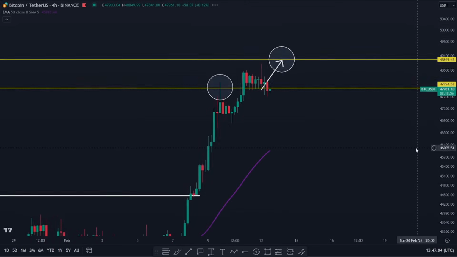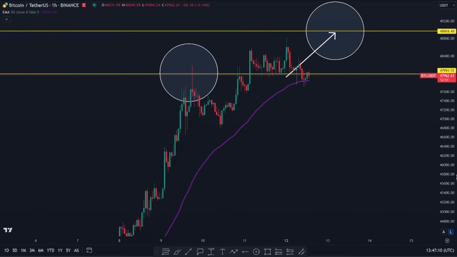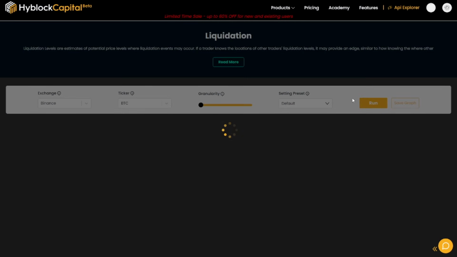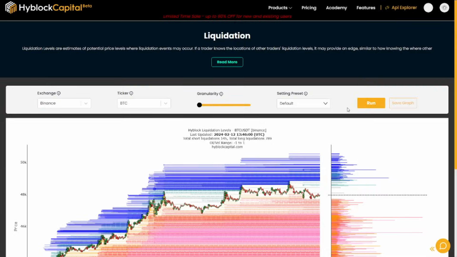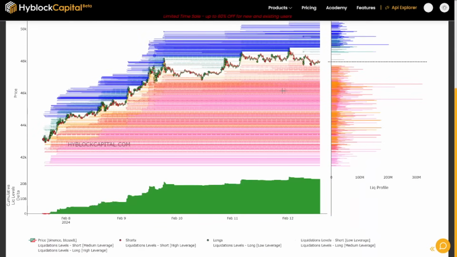Now, I would like to stop talking and go to High Block Capital and Orderbook. Let's check out the liquidity, guys, and let's try to make some sense of it. This is High Block Capital, guys. Let's start with the liquidation levels. We always start with the liquidation levels, okay?